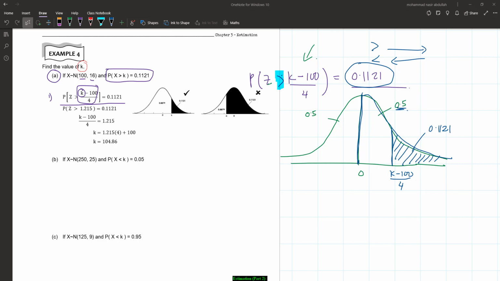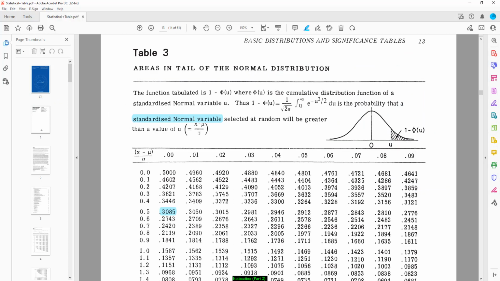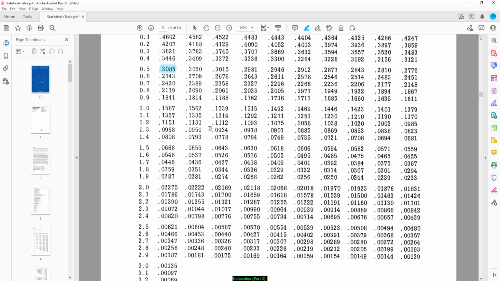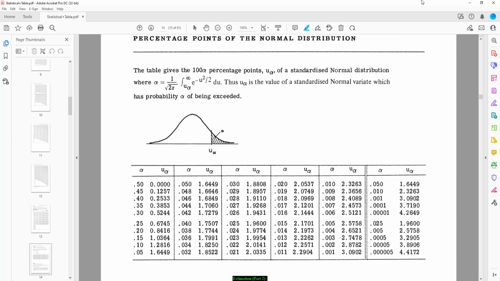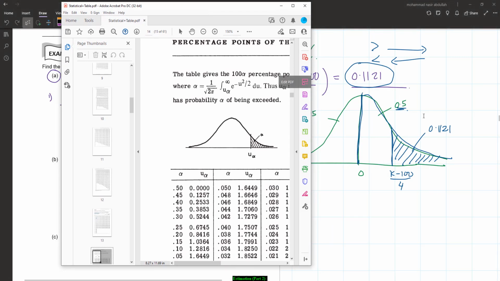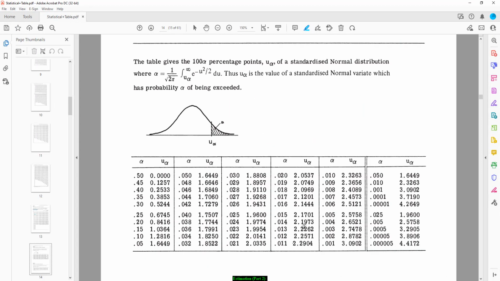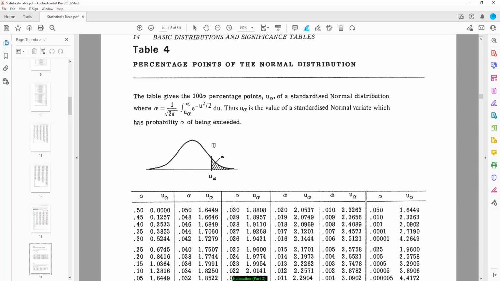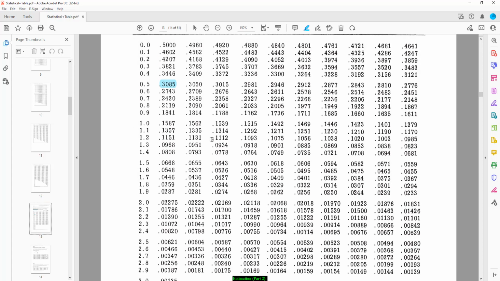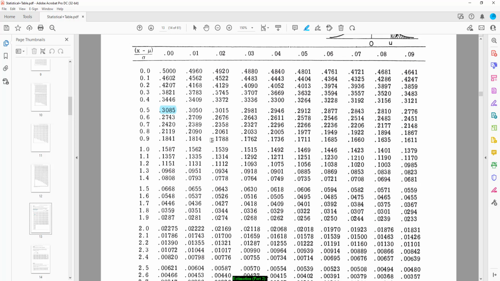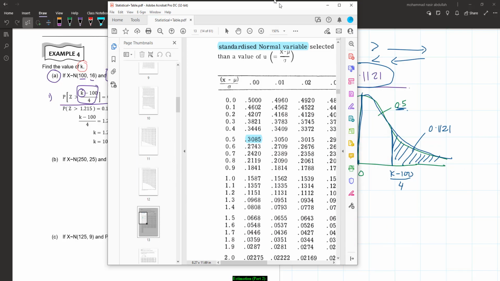Alright, good. So now we look into the statistical table. We can use standard table number 3 or table number 4. But if you look at table number 4, we want to find the exact value 0.1121. In table number 4, there is no 0.1121. We have 0.10, 0.05, 0.15. So it is not very accurate if we use table number 4. So we look into table number 3.